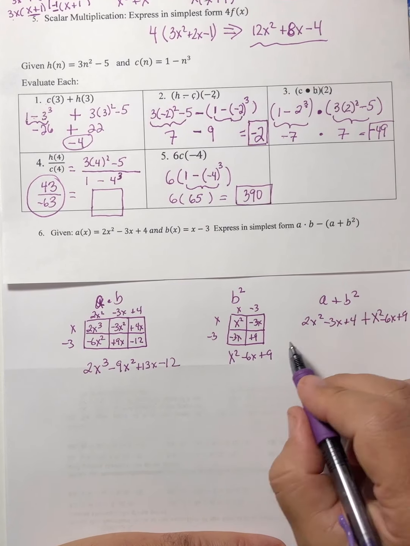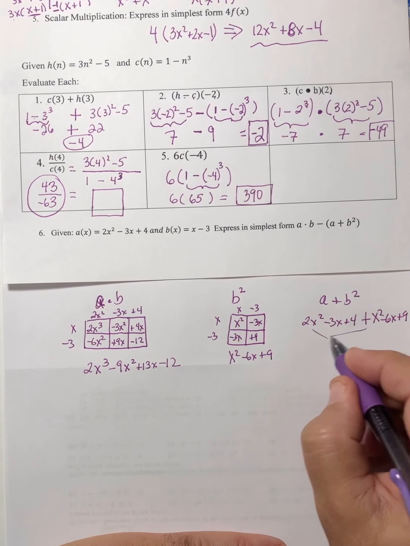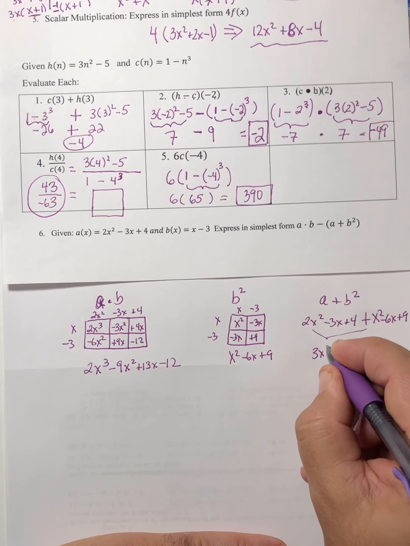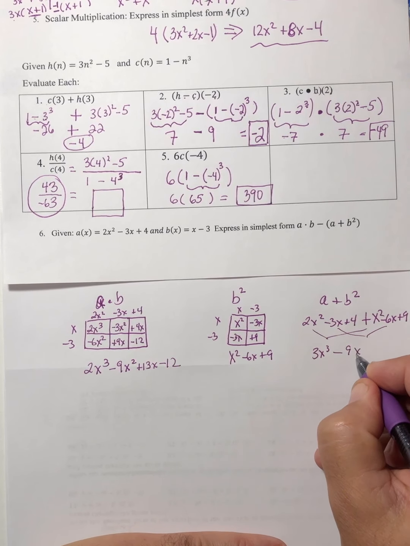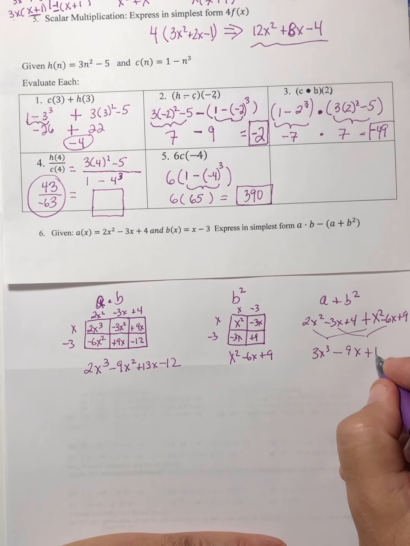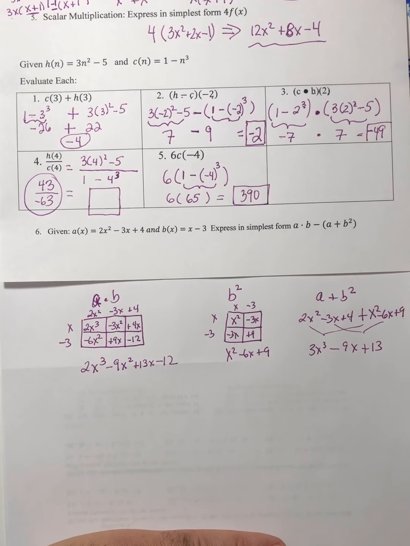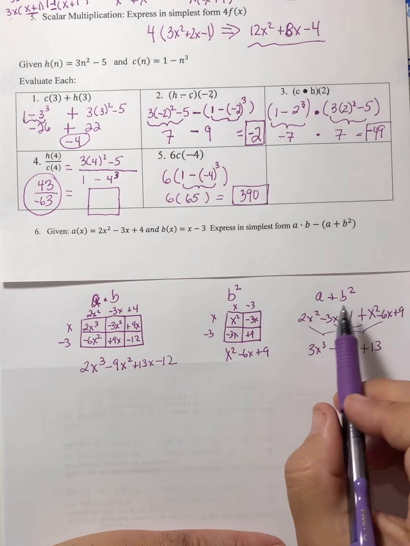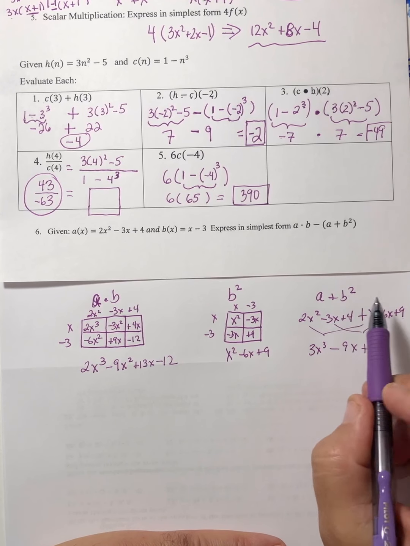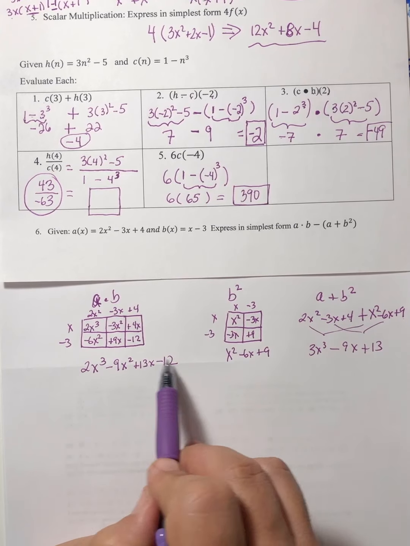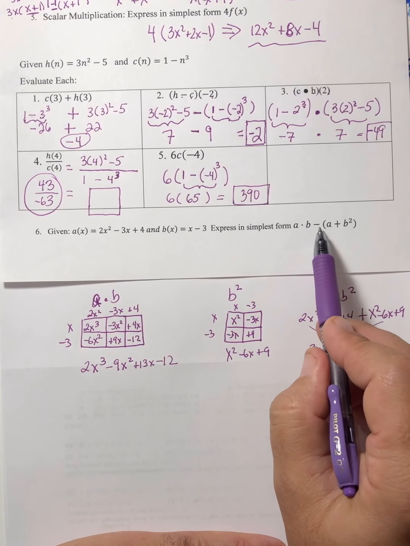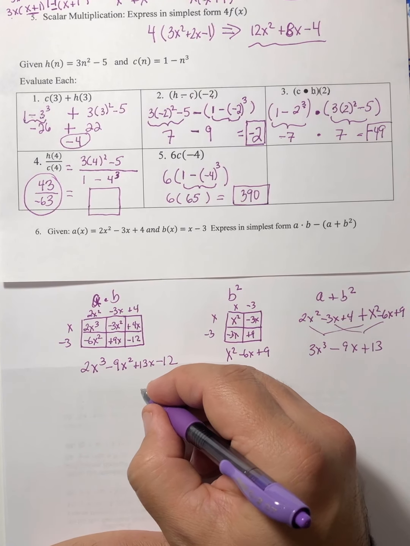So we're going to collect our likes. So I have 3x cubed, then I have minus 9x, and then I have plus 13. All right, then what does it say? So here we just did our a plus b squared. There it is right here. Here's our a times b. There it is right there. So now what do we have to do with these two? We have to subtract them. So I'm going to write it out.